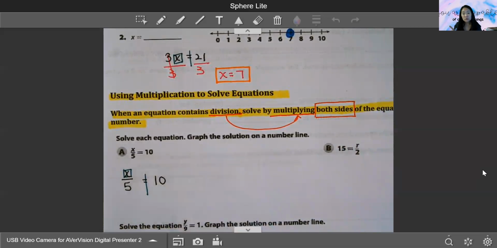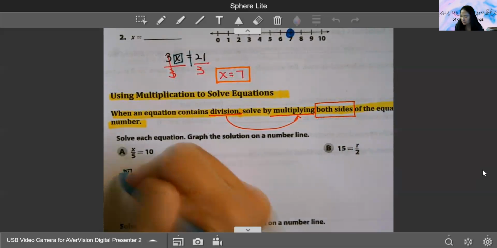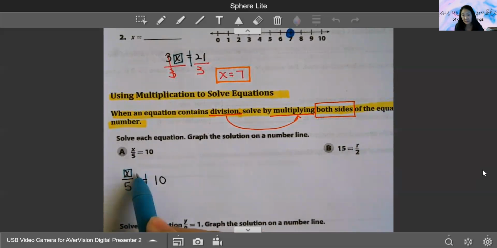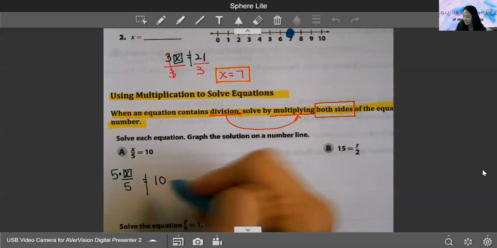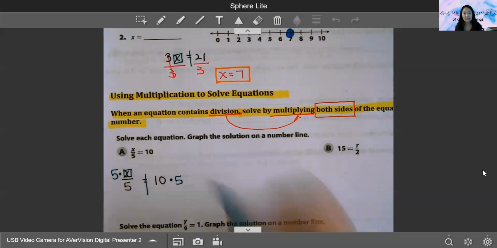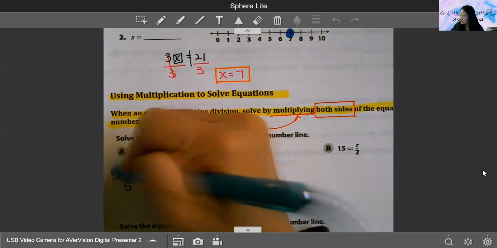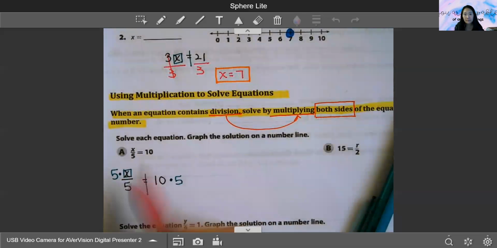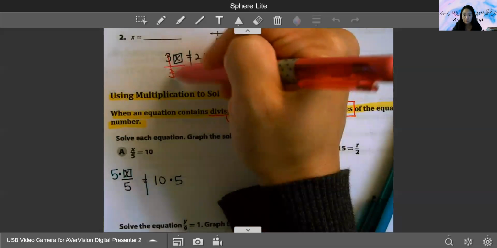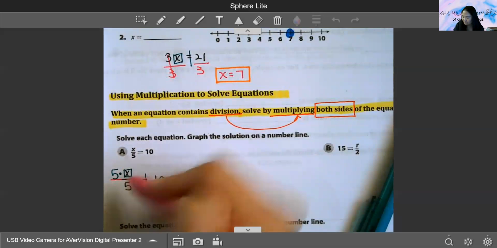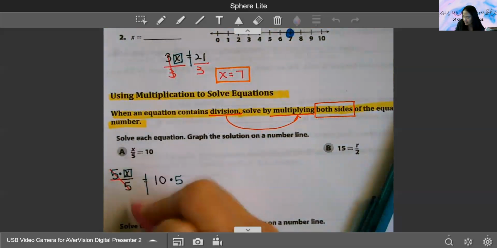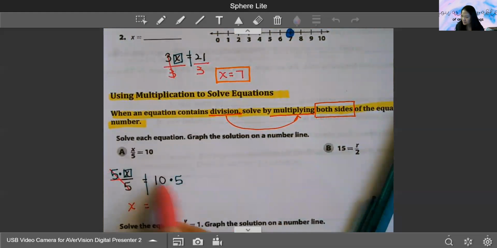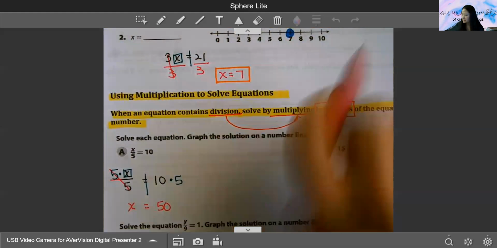Now, the way I'm going to show multiplication is this. I don't care whether you put it to the left or right side, it doesn't matter. But I'm going to write times 5 like that. And then on the other side, perhaps something like this, times 5. So I am multiplying by 5 on both sides. Okay, cross this out, 5 divided by 5. Just like above, where 3 divided by 3 would give you a 1, it's the same idea. 5 divided by 5 also gives you 1x. So you have x equals 10 times 5 is 50. So the answer is 50.